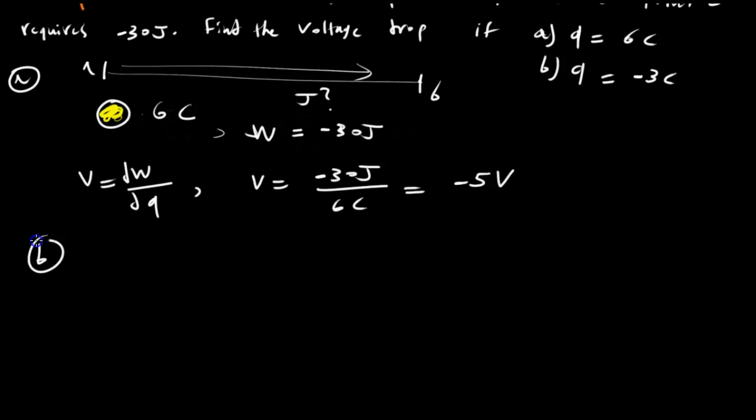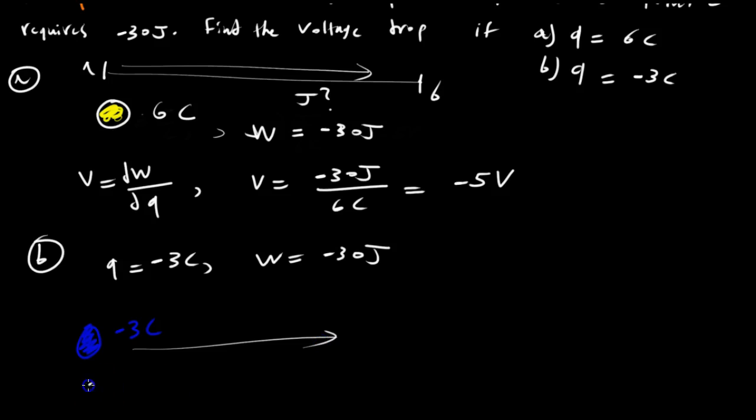And for part B, we want to find the voltage drop if you have a charge of negative 3 coulombs and a work of negative 30 joules. So what I'm going to do is draw the charges again. Negative 3 coulombs. We have to move these from A to B, and it's going to require some energy, and the voltage drop needed to do that is going to be negative 30 joules over negative 3 coulombs.